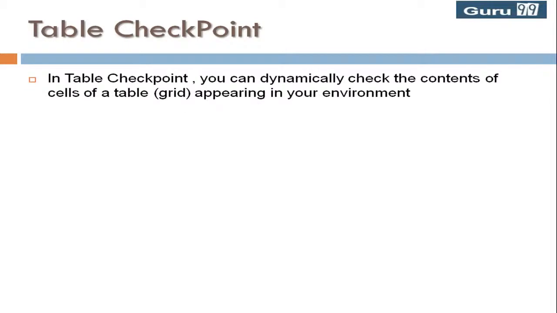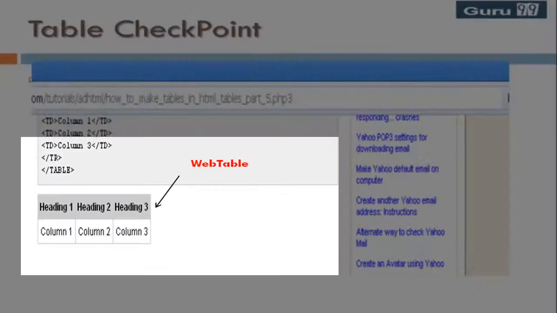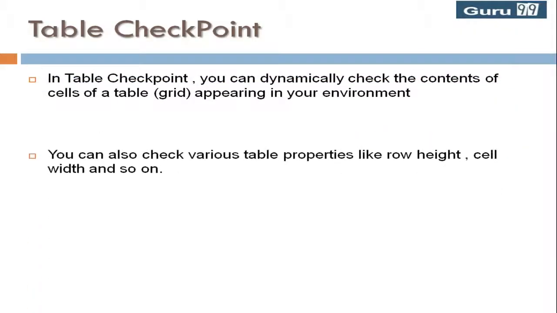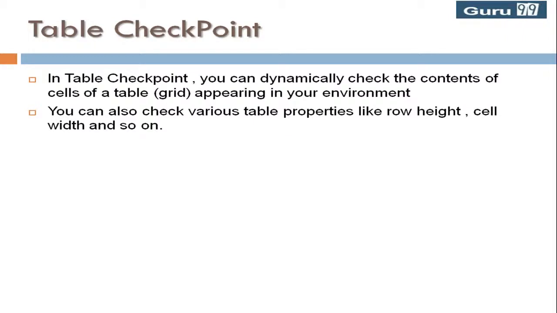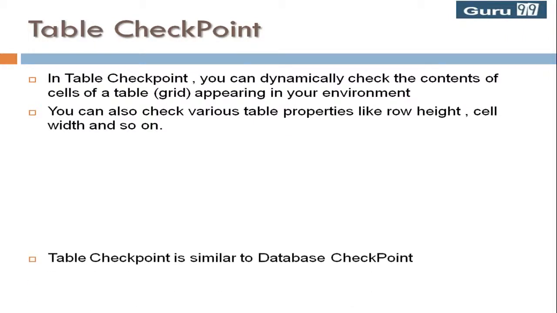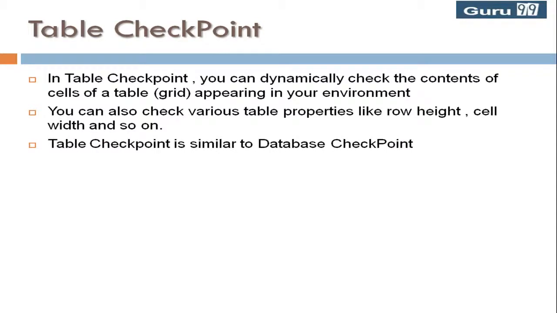Table checkpoints. In table checkpoints, you can dynamically check the contents of cell of a table or grid appearing in your environment. For example, a table appearing in web environment. You can also check various table properties like row height, cell width, and so on. Table checkpoints are similar to database checkpoints.